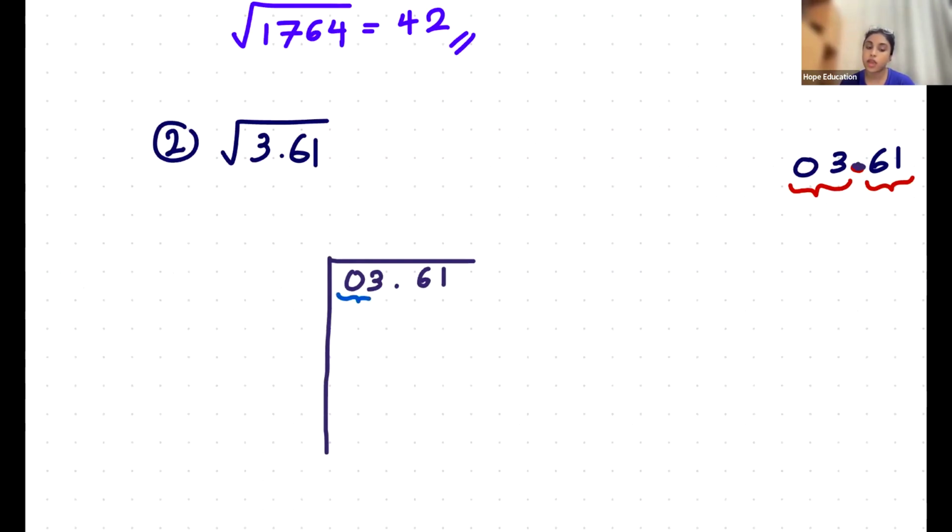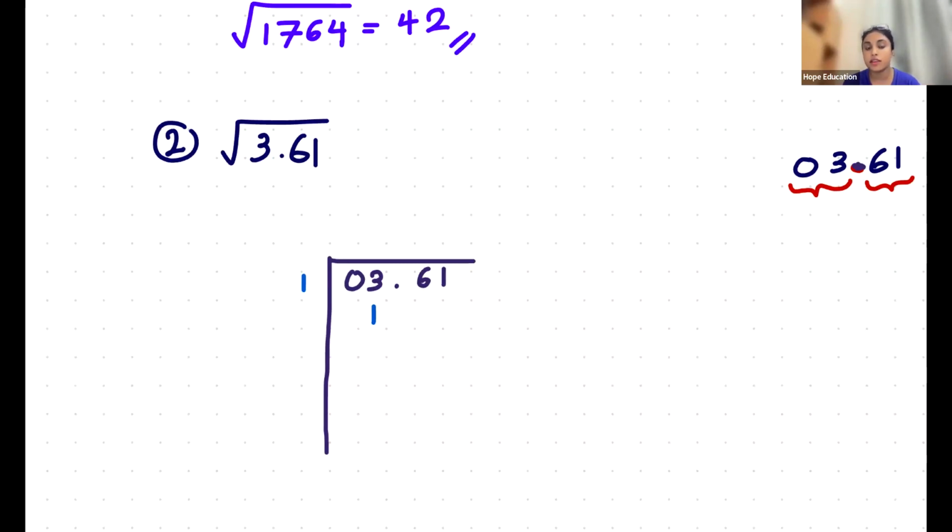Is this a perfect square? No. Then what is the perfect square that is immediately before 3? 1. Yes, correct. It is 1. Then the perfect square that is immediately before 3 is 1. How is 1 formed? 1 times 1.